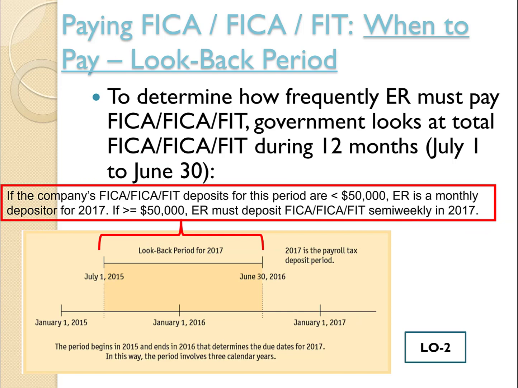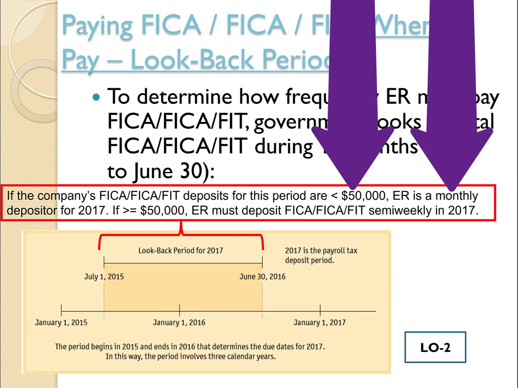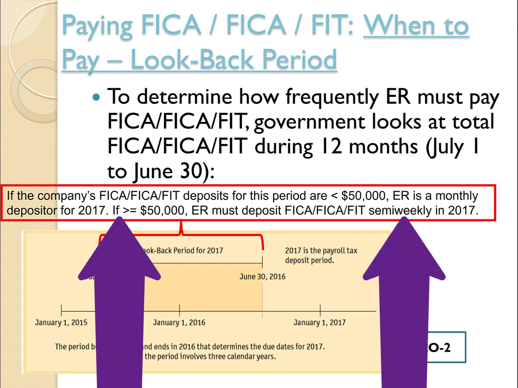But the main thing to know is that if the FICA, FIT was less than $50,000, the employer is a monthly depositor. If it's more than $50,000, or technically equal to $50,000, then they're going to pay FICA, FIT semi-weekly.